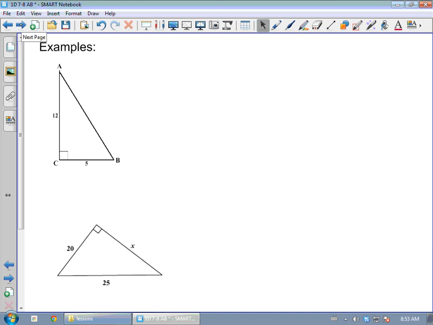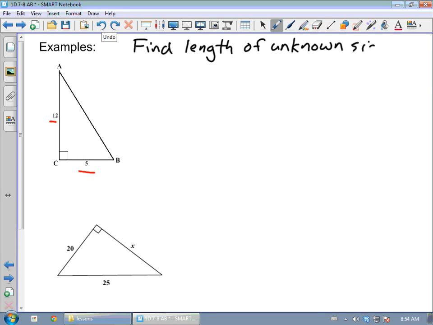Here we've got triangle ABC. We're told the length of this side here and this side here. In each of these, what we want to do is find the length of the unknown side. And by unknown, we just mean that we don't know the length of it.